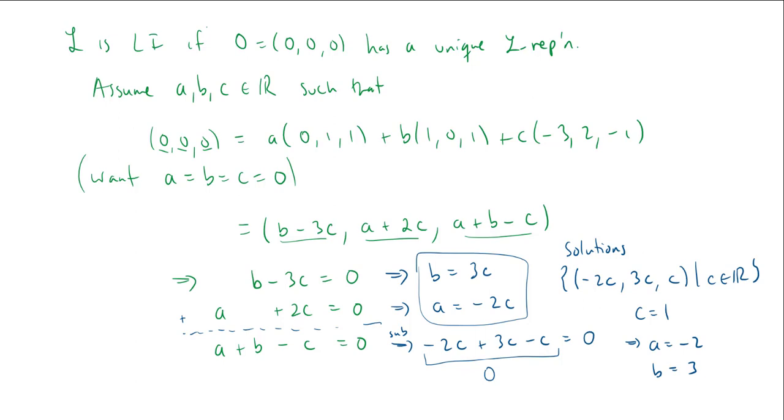If I let A be negative 2, and I let B be 3, and I let C equal 1, then I get another representation of 0, right? Check the first component, negative 2 plus 3 minus 3. Oh, you get 0. You can check the other components. It works. Okay, therefore, 0 does not have a unique L representation. But that means that L is linearly dependent.